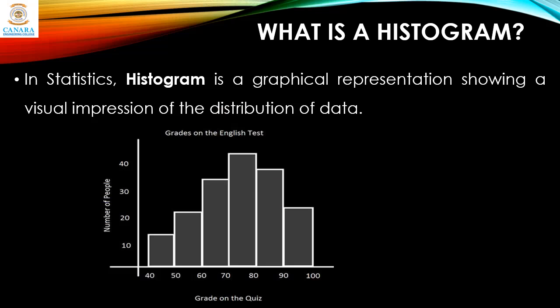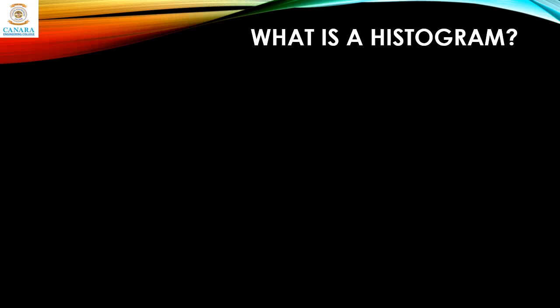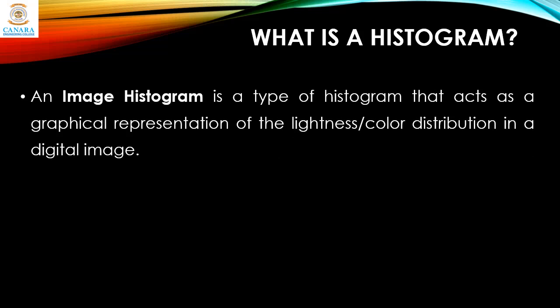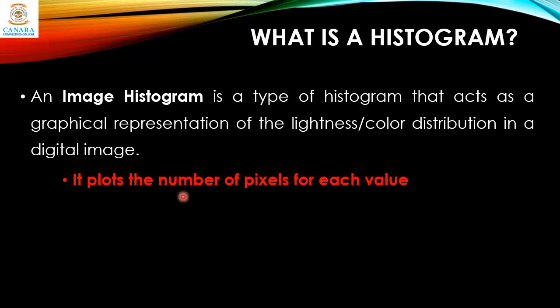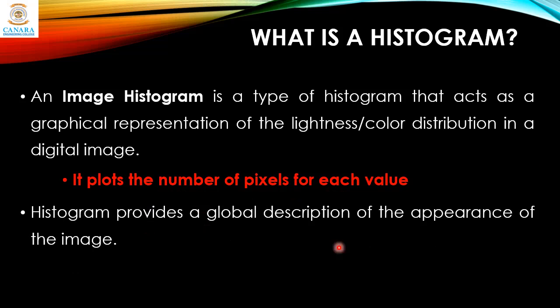Now, in the next part, we'll understand what a histogram is with respect to an image. An image histogram is a type of histogram that acts as a graphical representation of the lightness or color distribution in a digital image. It basically plots the number of pixels for each value, and a histogram provides a global description of the appearance of the image. Each value could be the grade, and the count could be the number of people in the previous example. Okay, and we'll see how it is done for an image.